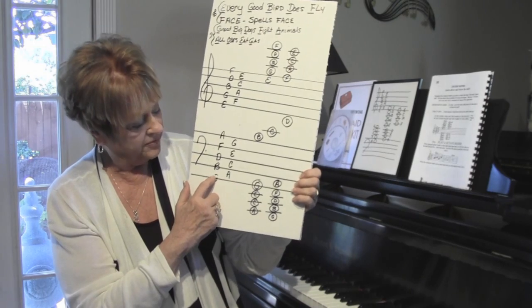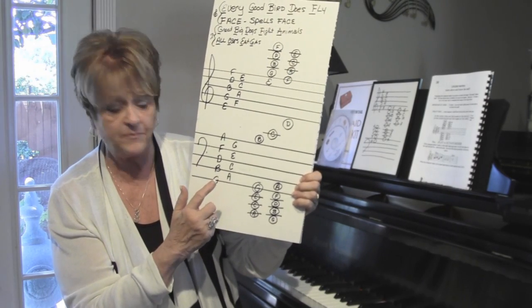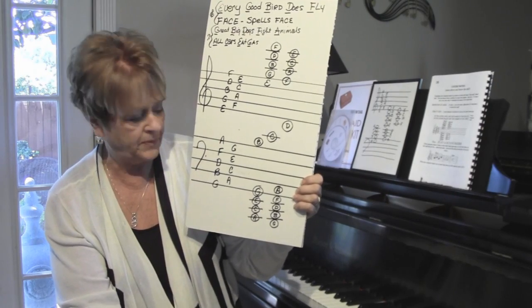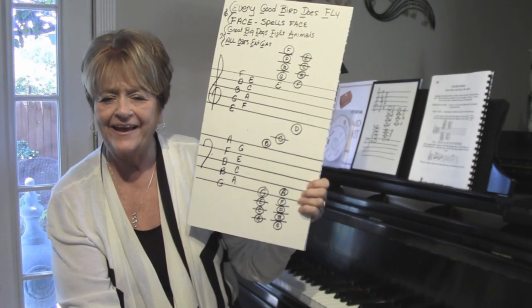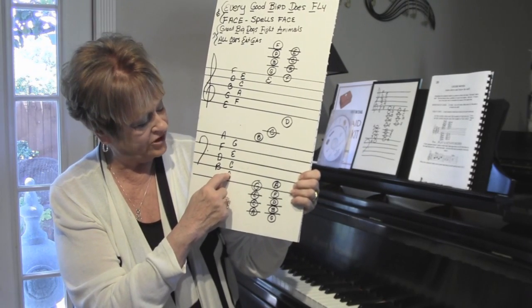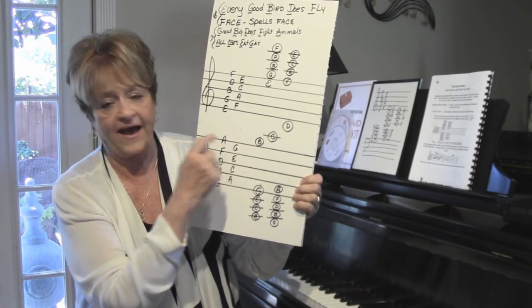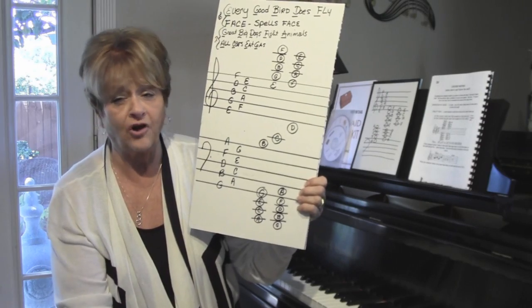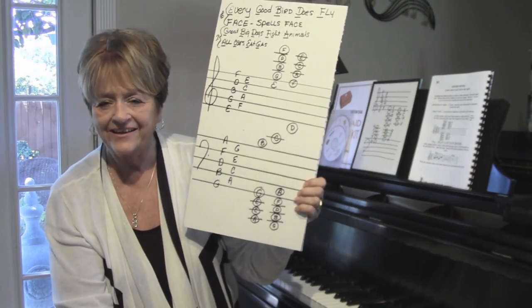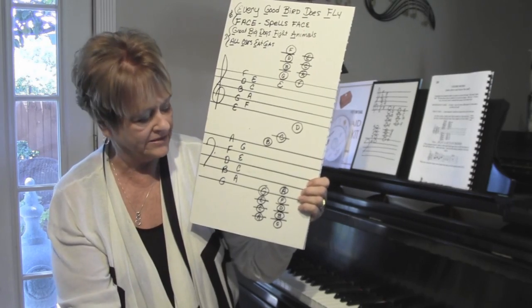Alright, so the names of the lines in the bass clef are Great Big Dogs Fight Animals. It used to be Good Boys Do Fine Always, and again, they changed it. So the spaces are All Cows Eat Grass. My generation, it was All Cows Eat Grass. Now it's All Cars Eat Gas. So you can use whichever one you want.